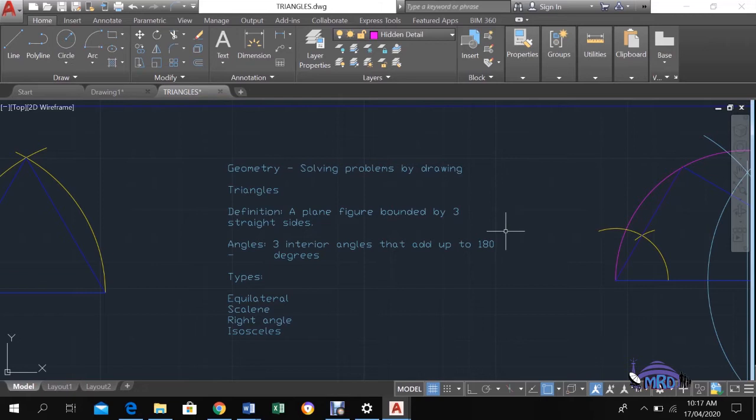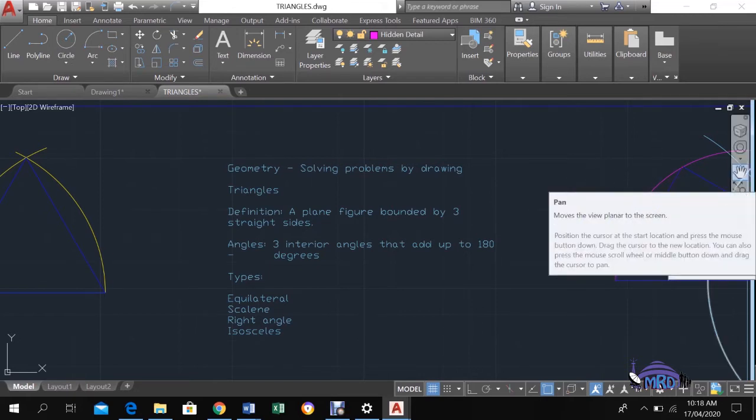And the last triangle for us is an isosceles triangle. An isosceles triangle is basically made up of two right angled triangles. So an isosceles will have two sides that measure the same and also two angles that measure the same. So with that information, we can now start to move into our constructions.